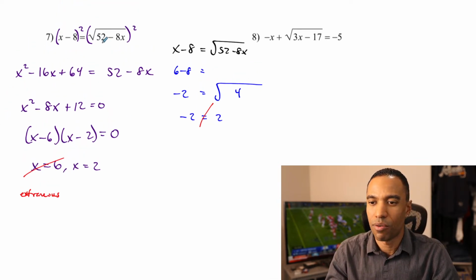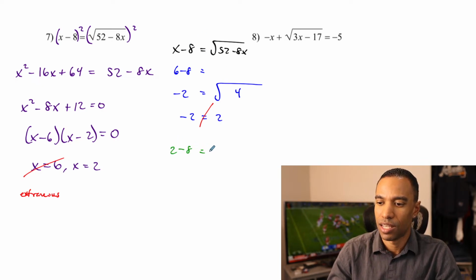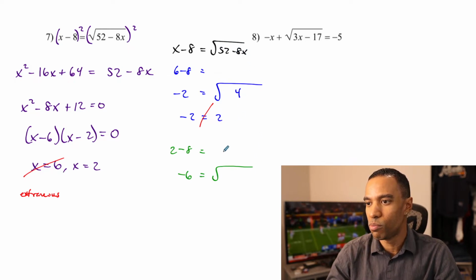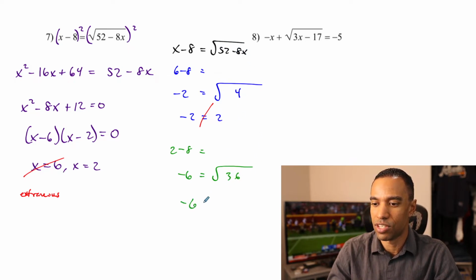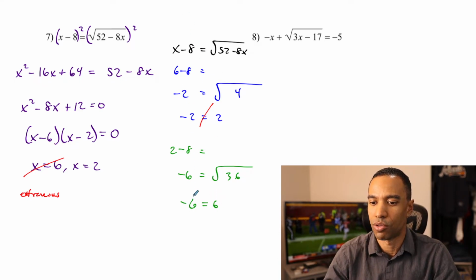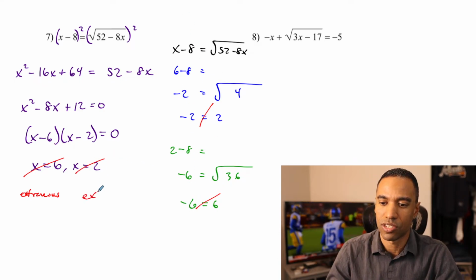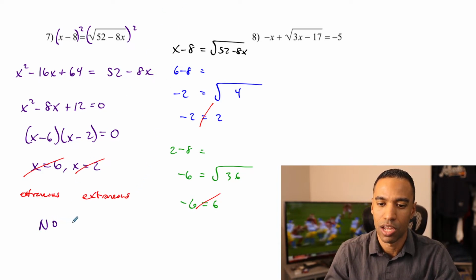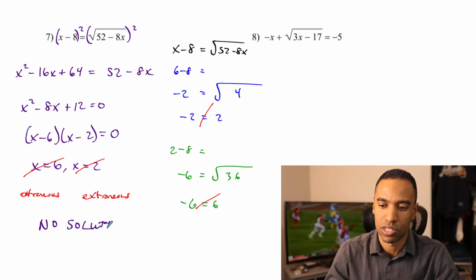And then right here, you try 2. Same thing. 2 minus 8 is negative 6. Negative 6 equals square root of 52 minus 16, 36. Negative 6 equals 6. I don't think so. That also is extraneous. Both solutions are extraneous. Therefore, there is no solution to this one as well.